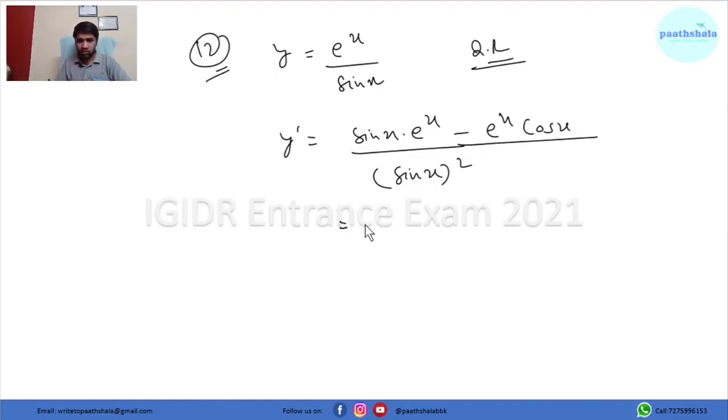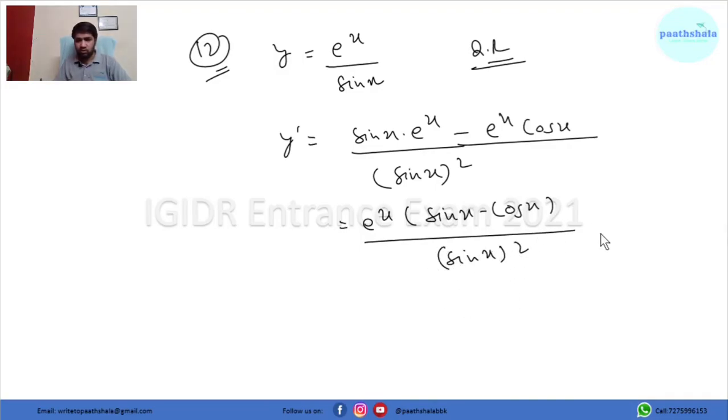Now take e to the power x as common. This will become e to the power x (sin x minus cos x) whole upon sin x whole square. So this will be the answer.